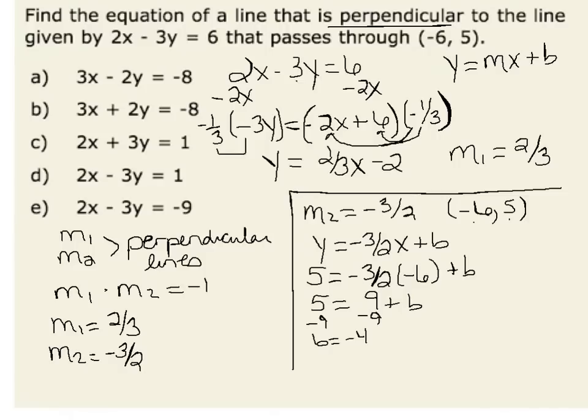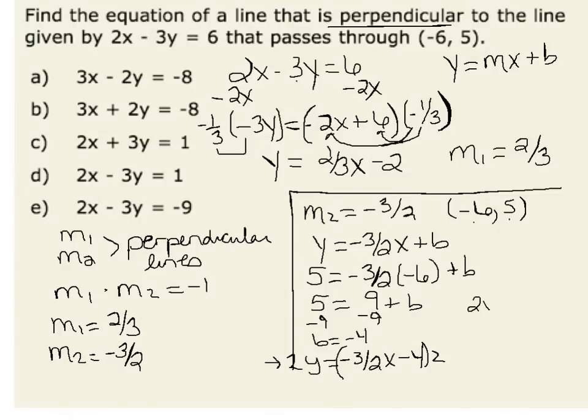So the equation of our line that is perpendicular to our given line is y is equal to negative 3/2 x minus 4. We will notice that our answers are all in general form and not slope-intercept form. So I'm going to have to transform our equation into its general form. One way that I can do this is I want to get rid of our denominator of 2. So I'm going to multiply both sides of my equation by positive 2.